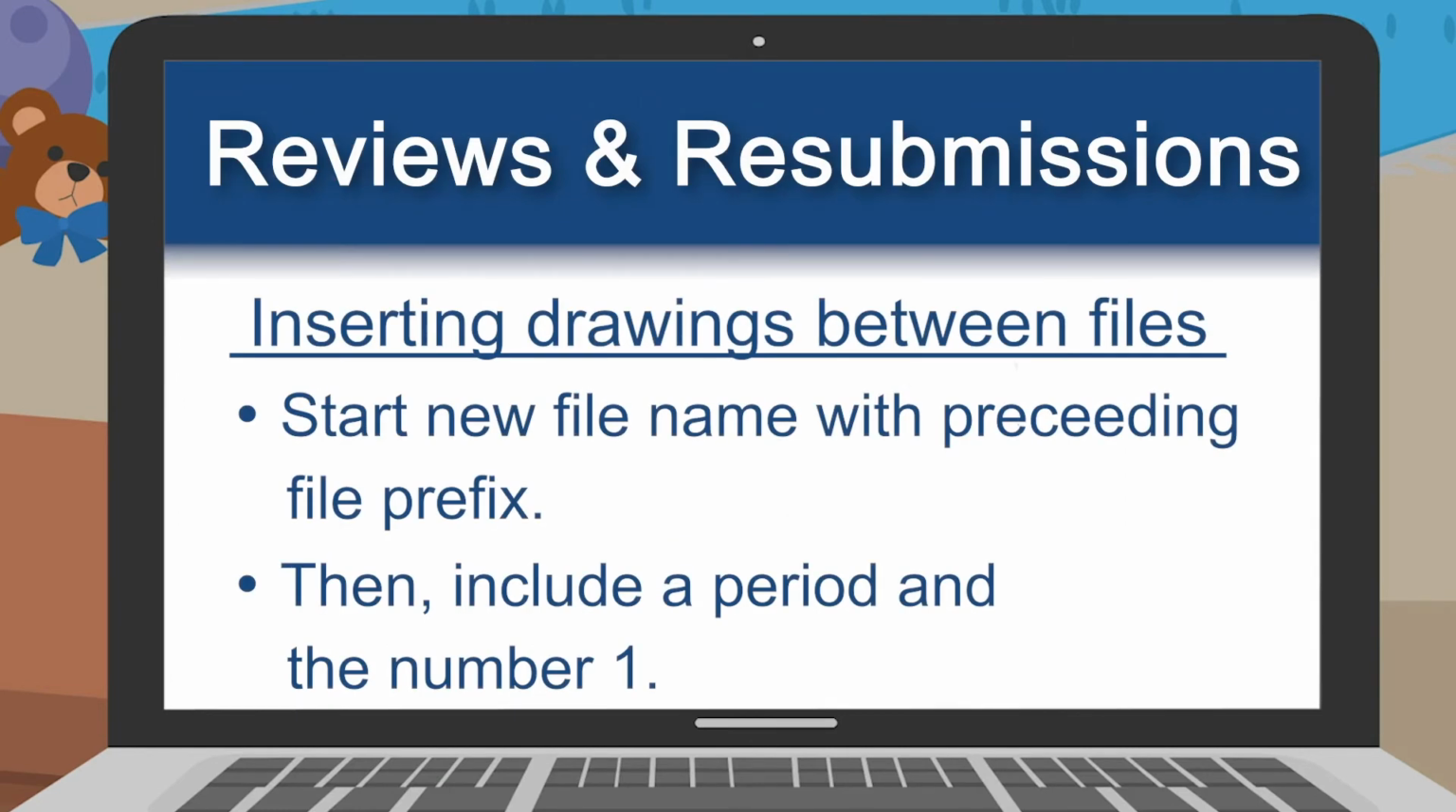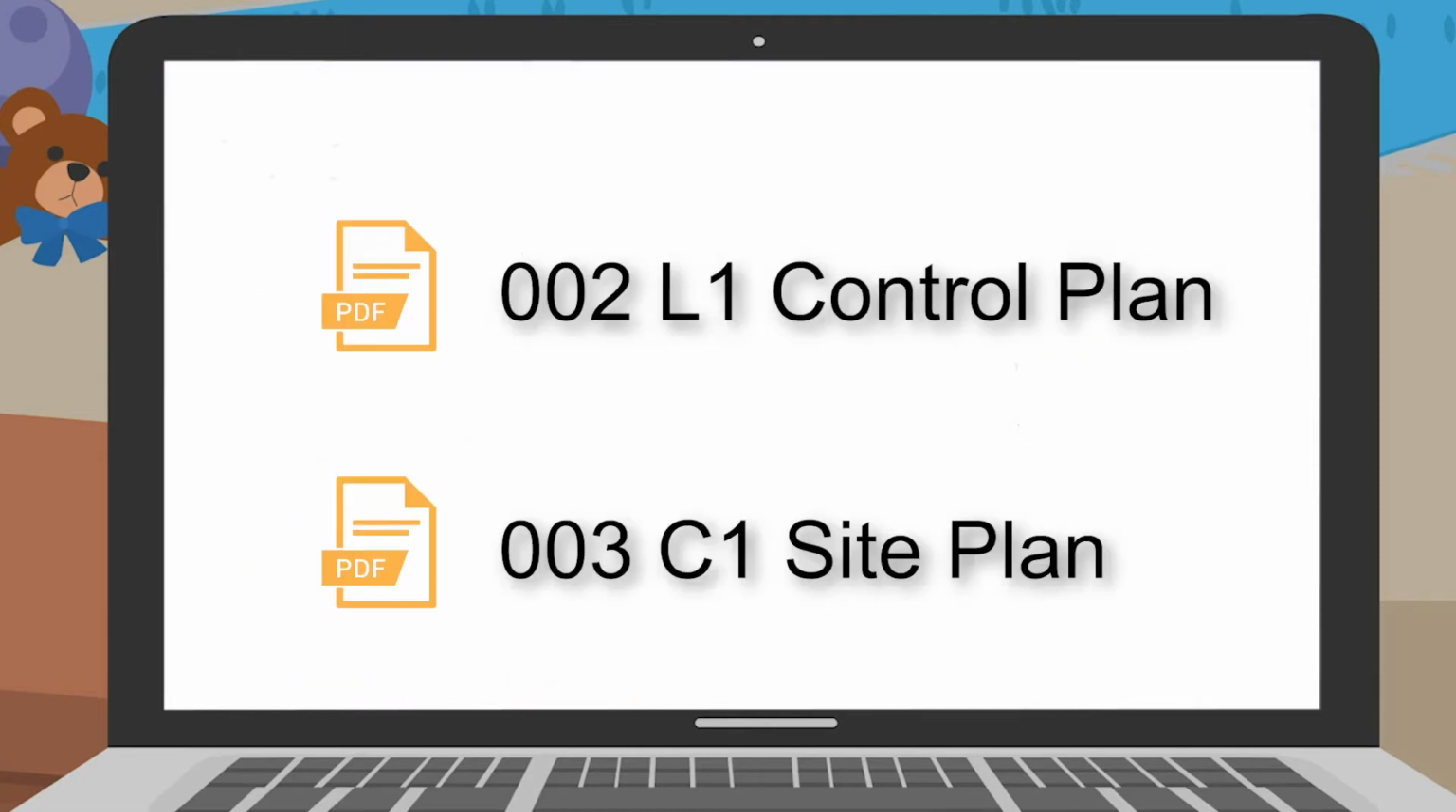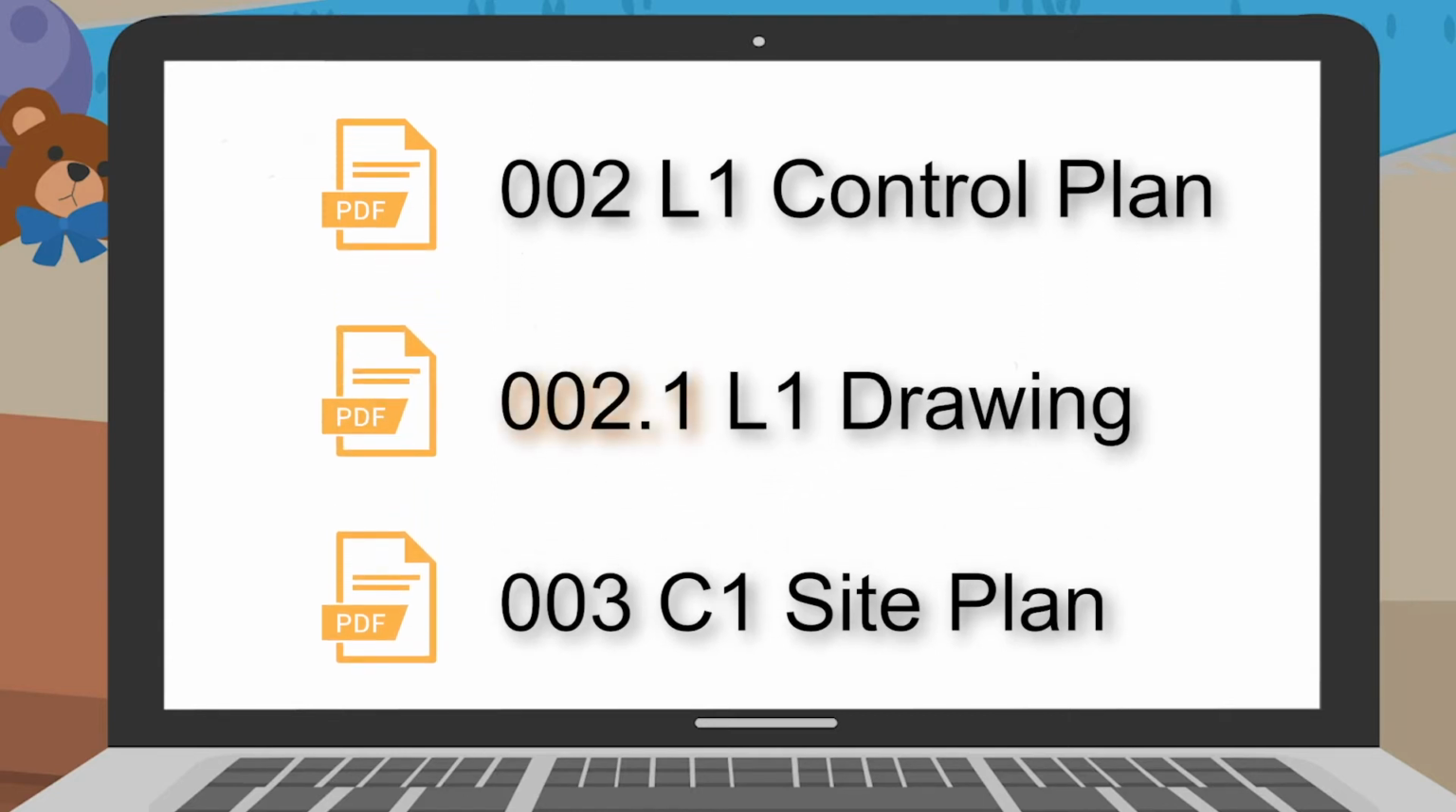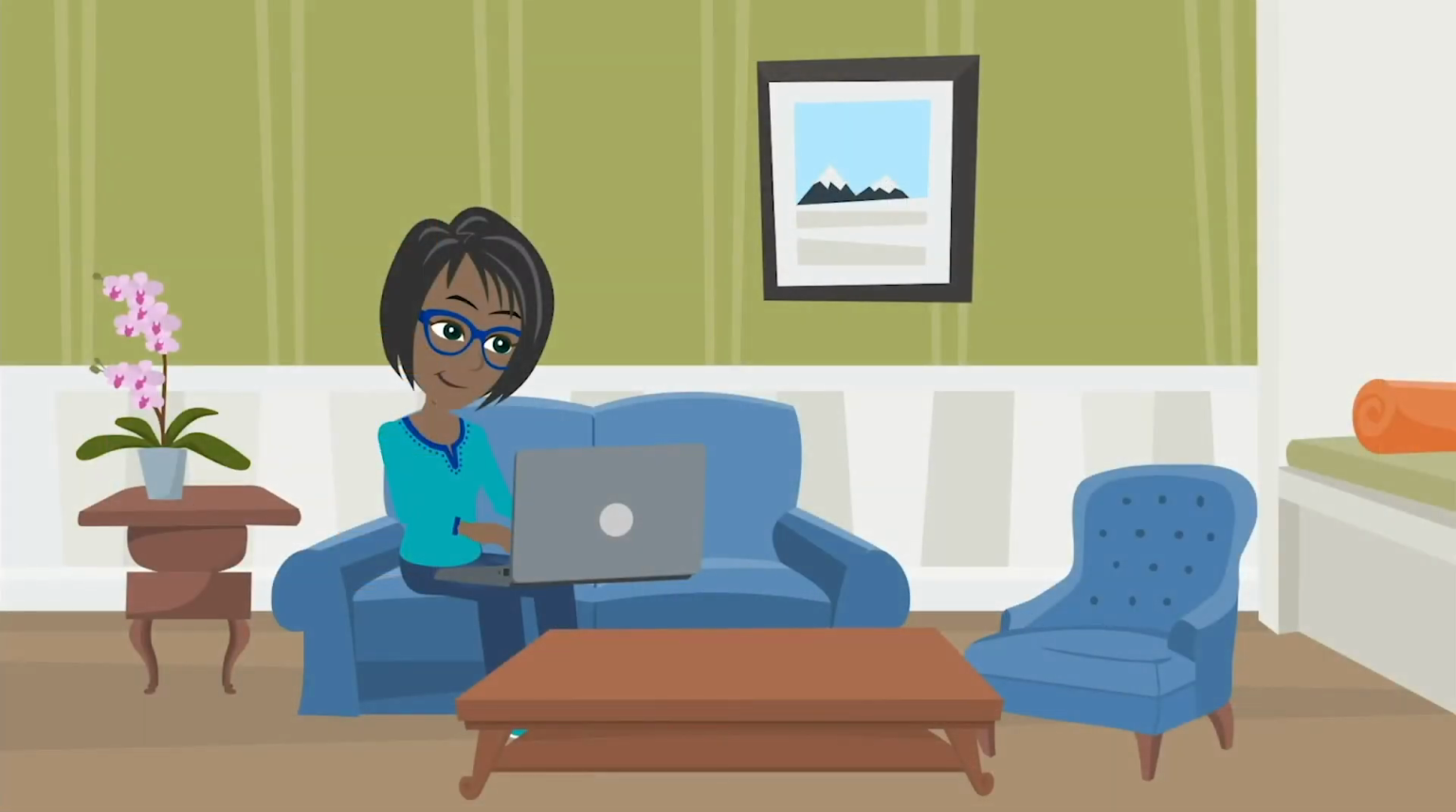At some point during the review and resubmission process, you may need to insert a drawing between 2 files. To do this without losing the file naming standard order, please start your new file name with the preceding file prefix and include a period and the number 1. For example, if you are inserting a file between 002L1 erosion control plan and 003C1 site plan, you would start the new file name with 002.1. If adding 2 files, name the second one 002.2, and so on. This is the only way to ensure your new file will display between the 2 previously uploaded files.